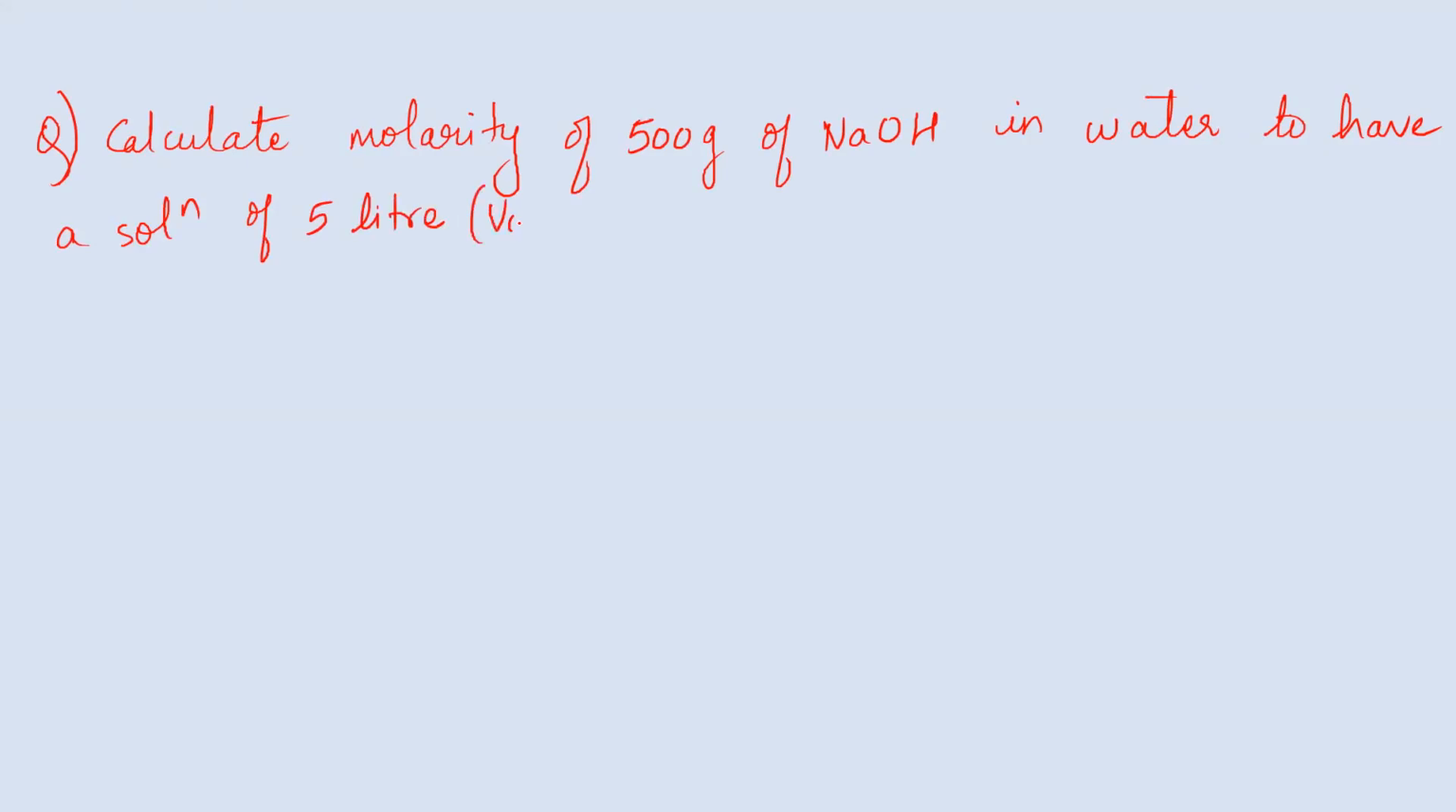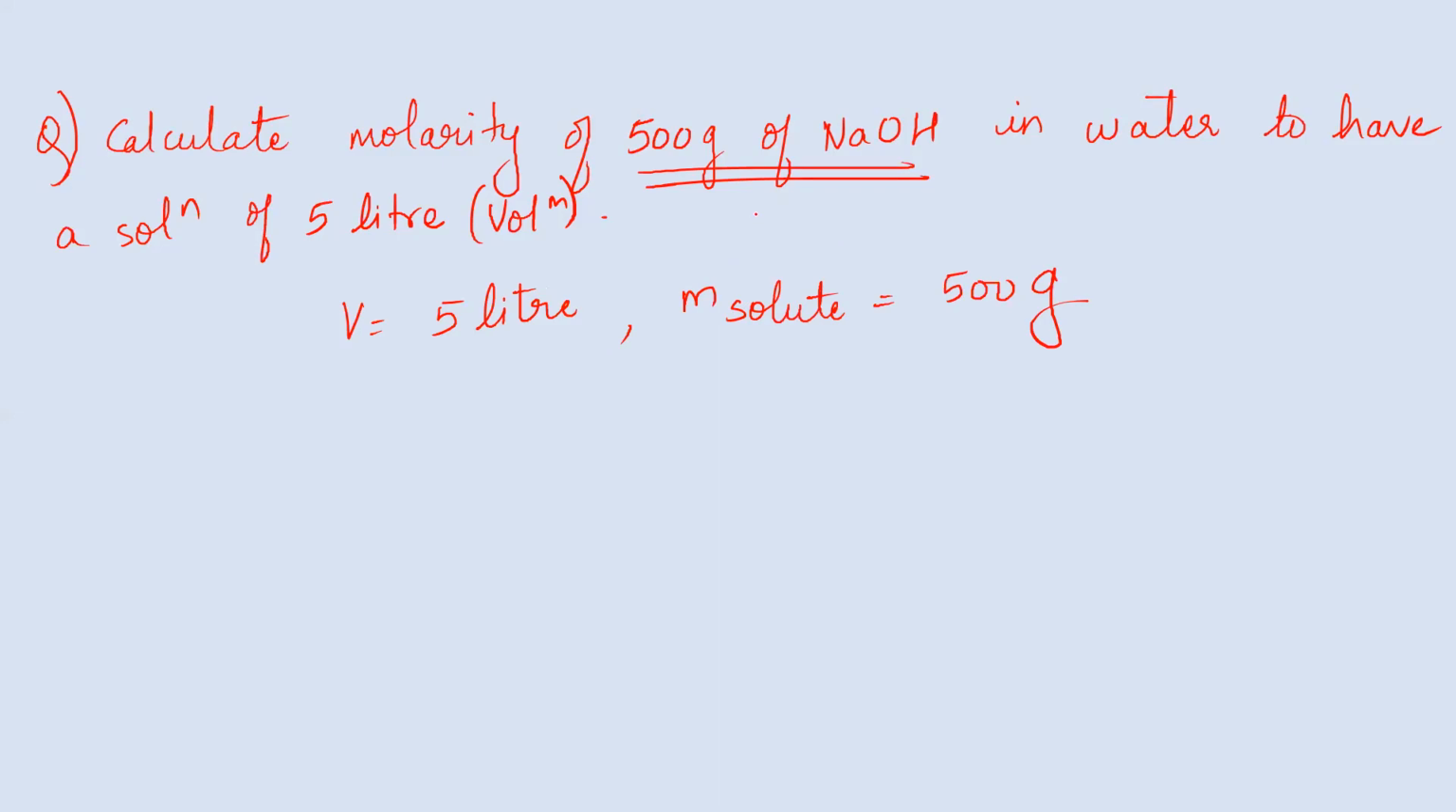Okay, so this is going to be the volume. Now you know that the volume is 5 liter. What is given is the volume is 5 liter, and the mass of the solute is 500 gram of NaOH. What is the molecular mass of NaOH? 40.